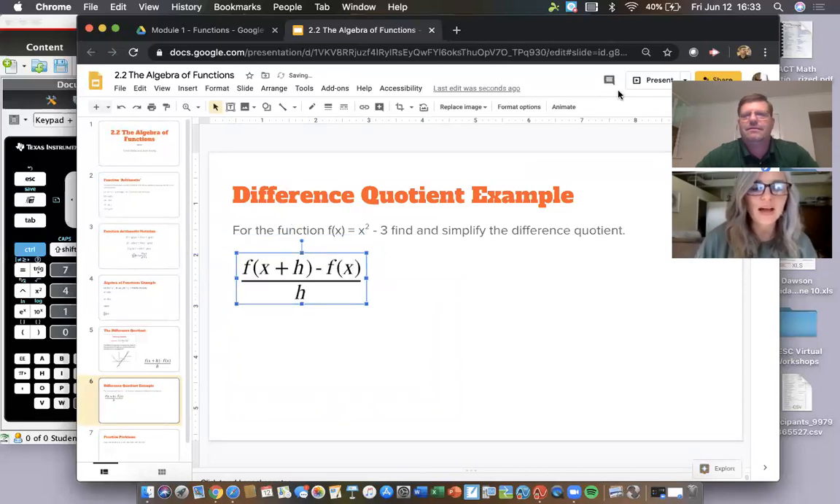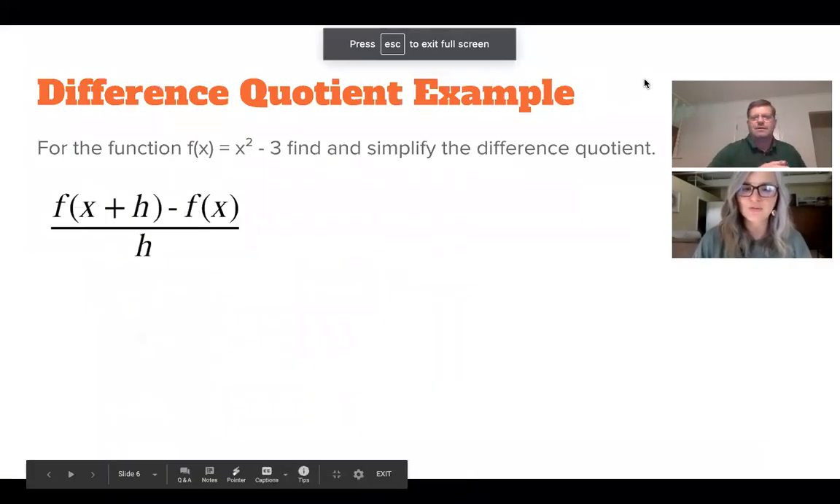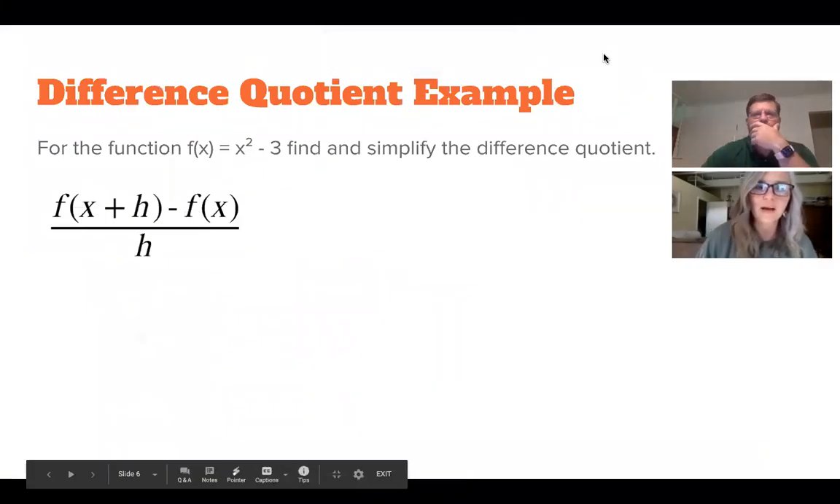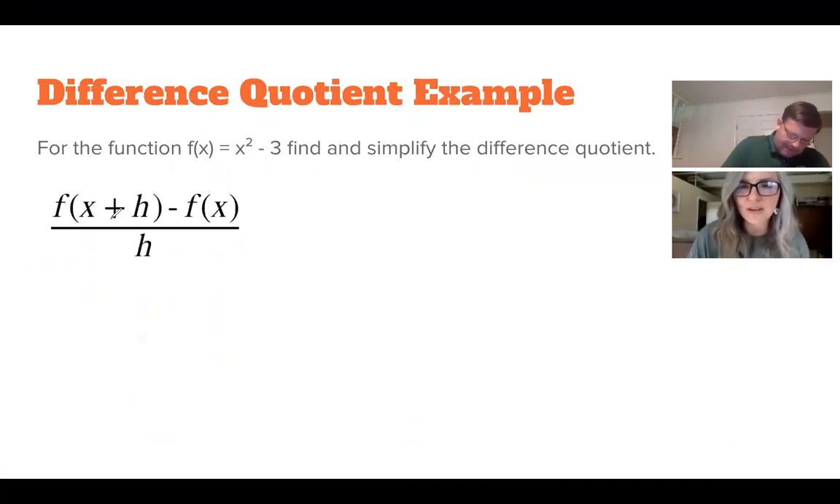But the way that I always think about it, if you get confused, is you're really wanting to find a couple of things and then put them together. So the first thing that you might want to find is f of x plus h. Mr. Bobby, do you want to do that first, off to the side? Wherever. Okay. All right, I'll adjust around.